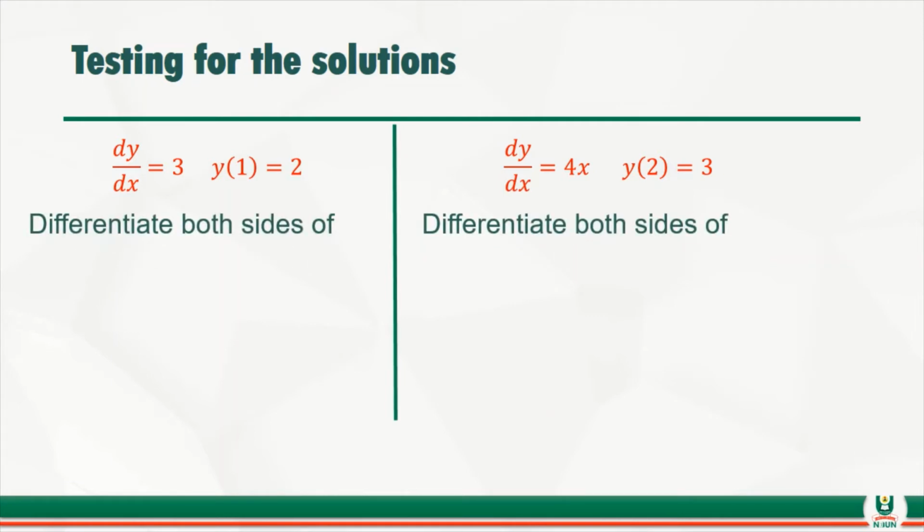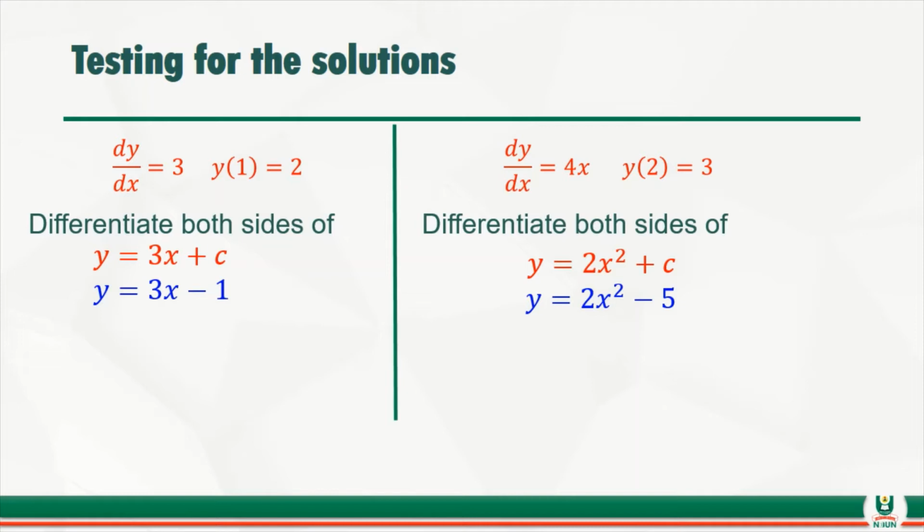If you differentiate both sides, you notice that in the first one we have y equals 3x plus c. In the second one we have y equals 2x squared plus c. I don't need to explain this; I've just shown you how to obtain it. Now, if we use the two constants, you will notice that y equals 3x minus 1 is the correct solution for the first one. And for the second one, y equals 2x squared minus 5 is the solution.